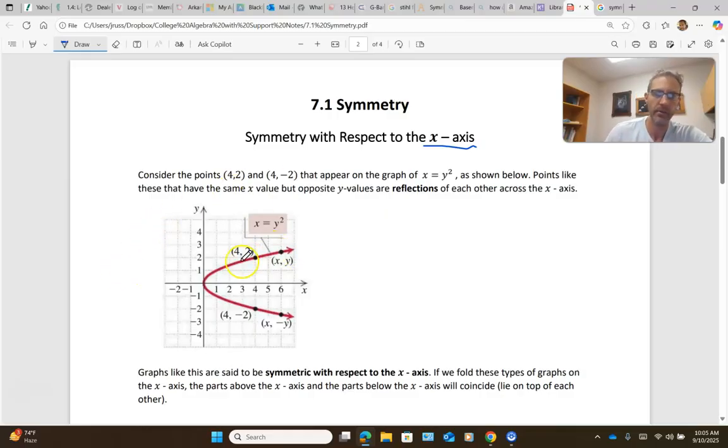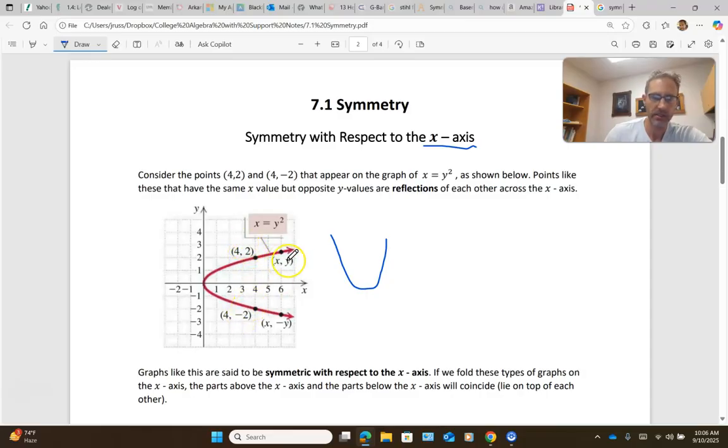So here's an example. Now this is not a function. Okay, this is just a relation. This would actually be the equation right here. Instead of y equals x squared, which makes that parabola, this is x equals y squared. That's why this is rotated. Okay. And so what we see here is, if you take these 2 points right here, they have the same x coordinates, namely 4, but they have opposite y coordinates.